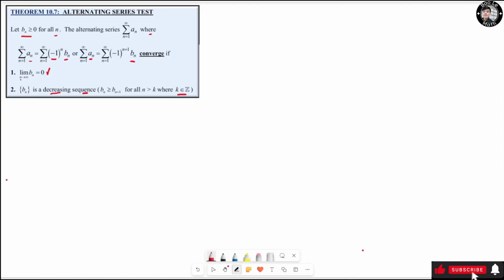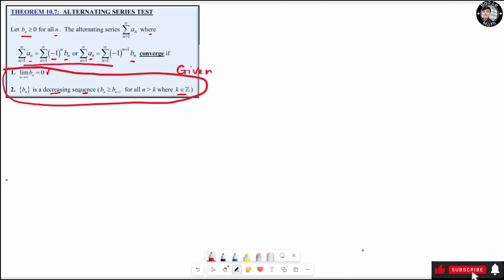Alright, so this one is given, and we need to prove that this series converges. So we're going to start off with this one right here. We have b sub n greater than or equal to b sub n+1. It tells us that b sub n minus b sub n+1 is greater than or equal to 0.